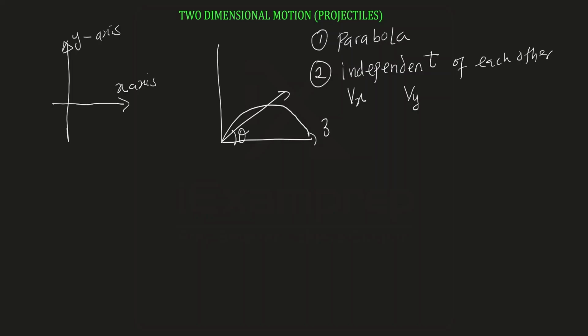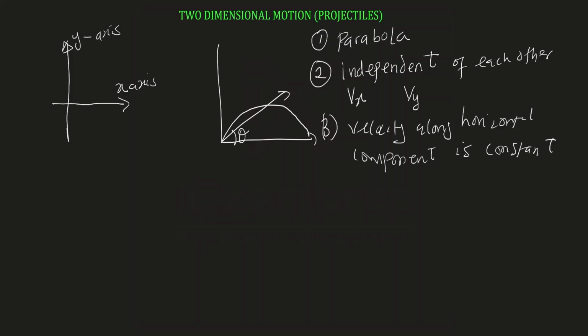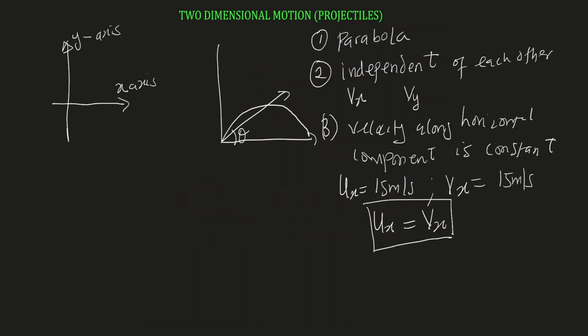Number three, you should know that when an object undergoes two-dimensional motion, which is commonly called projectile motion, the velocity along the horizontal component is constant. What we mean by that is that if you start with an initial velocity of, let's say, 15 meters per second, you are going to end with a final velocity along the horizontal component of 15 meters per second. It means that Ux must equal Vx. That is very important for you to know when you are dealing with two-dimensional motion.